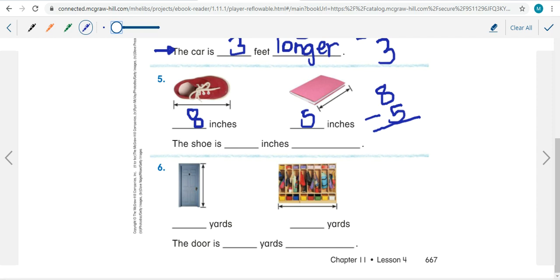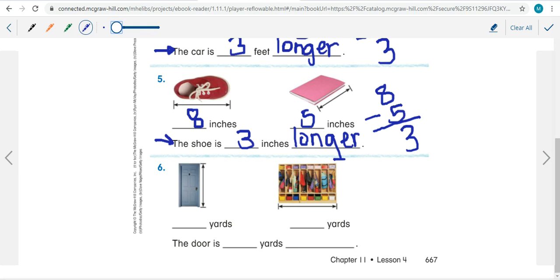8 minus 5 is 3. They are almost like the same size, okay? A shoe and a book, a notebook, they are like the same size, okay? So the shoe is 3 inches longer. Remember, I repeat, we are estimating, okay?